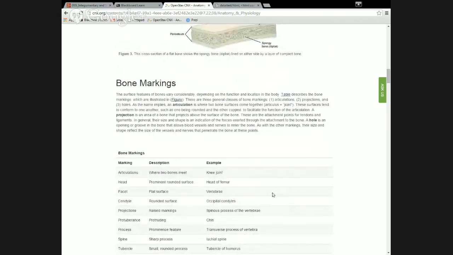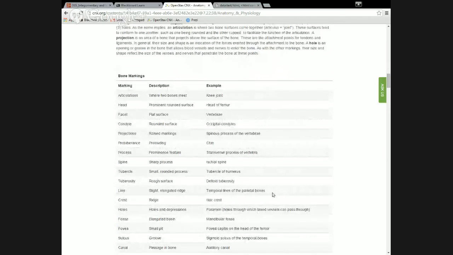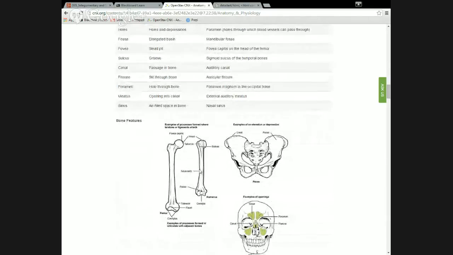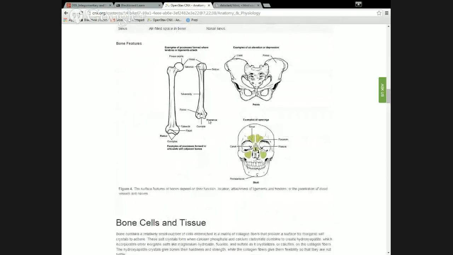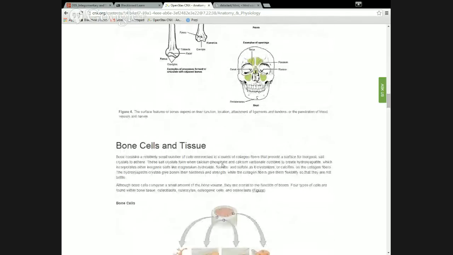Something we're going to talk about next time in learning about the structure of specific bones will have to do with bone markings. So I'm going to skip over this. And this is just some more stuff about what particular markings are.